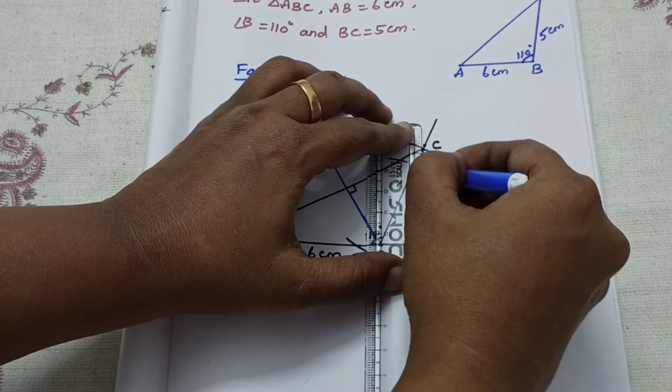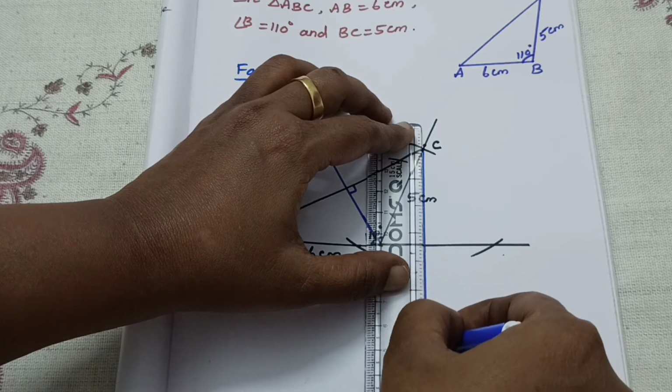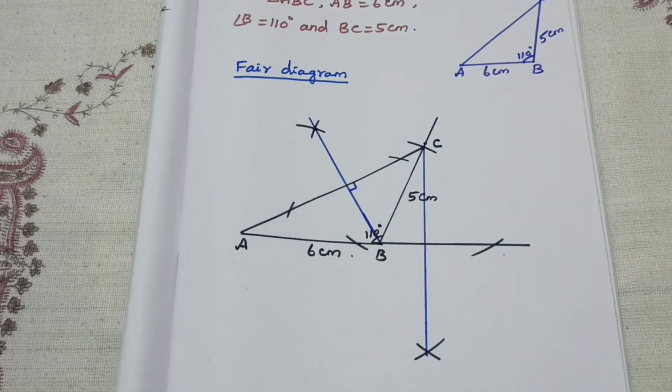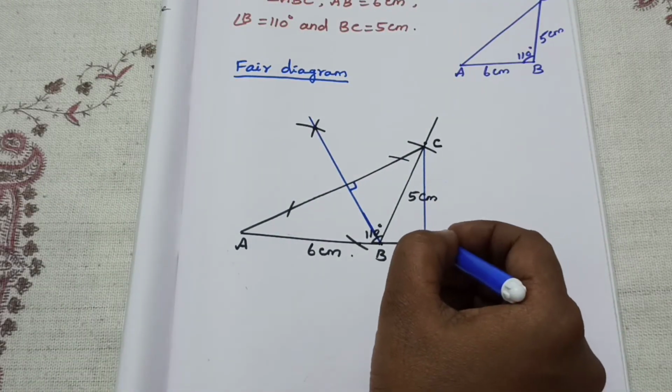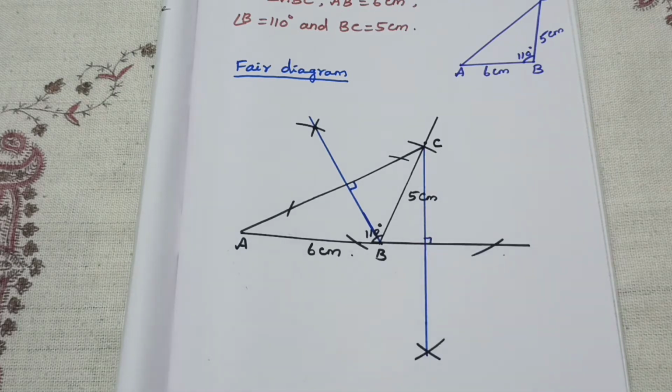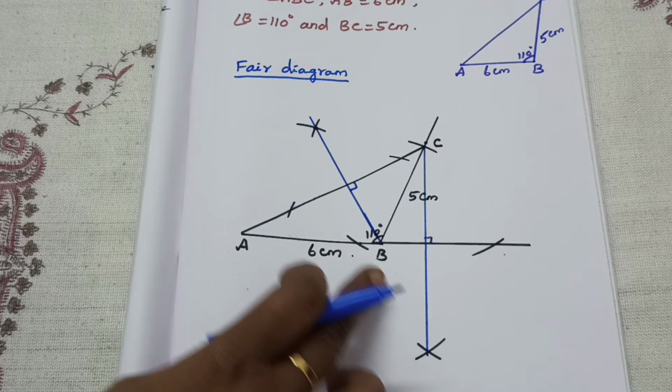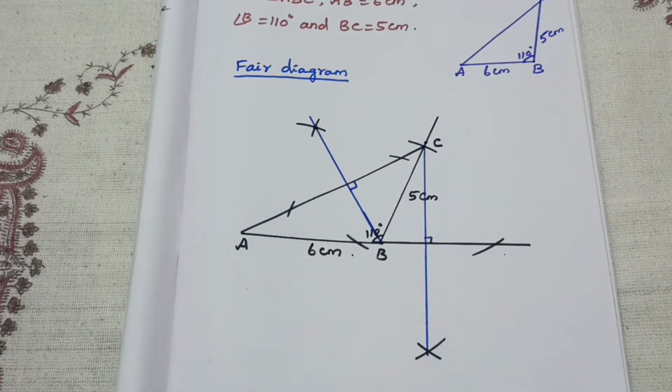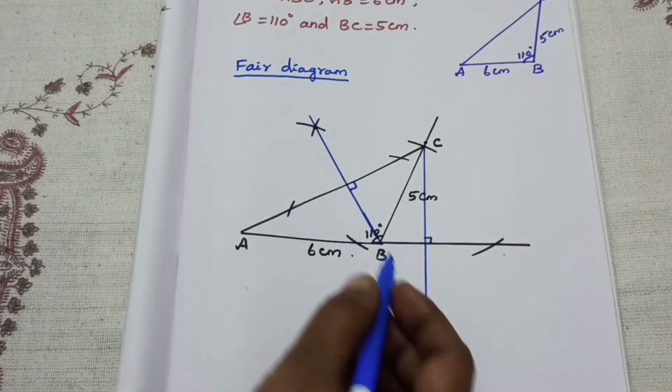Vertex C we have to join. This is the altitude. Another altitude. Have you understood? This one is also an altitude, isn't it? But we know the place where two altitudes intersect is called what? Orthocenter, isn't it? What is meant by orthocenter? The orthocenter is the point of concurrency of the altitudes, isn't it?